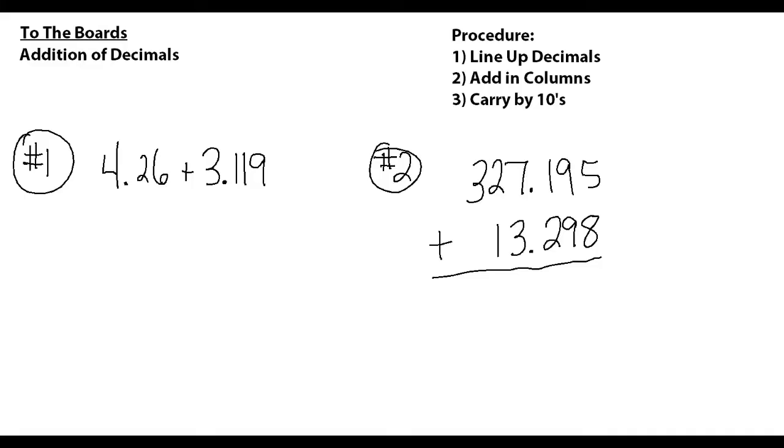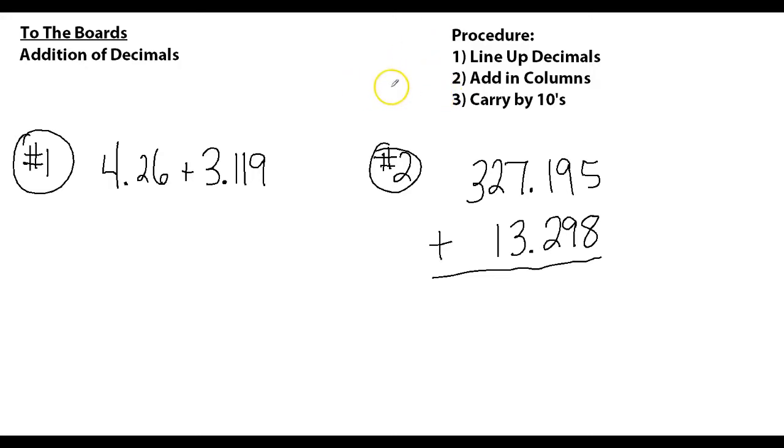Welcome back to the boards. We're going to practice some addition of decimals. We have two problems here for you. We'd like you to use the three procedures. First of all, make sure to line up the decimals. Then add in the columns. And lastly, carry by tens if needed. Go ahead and pause the video now and try these problems. When you're ready to check your answers, click the unpause button.